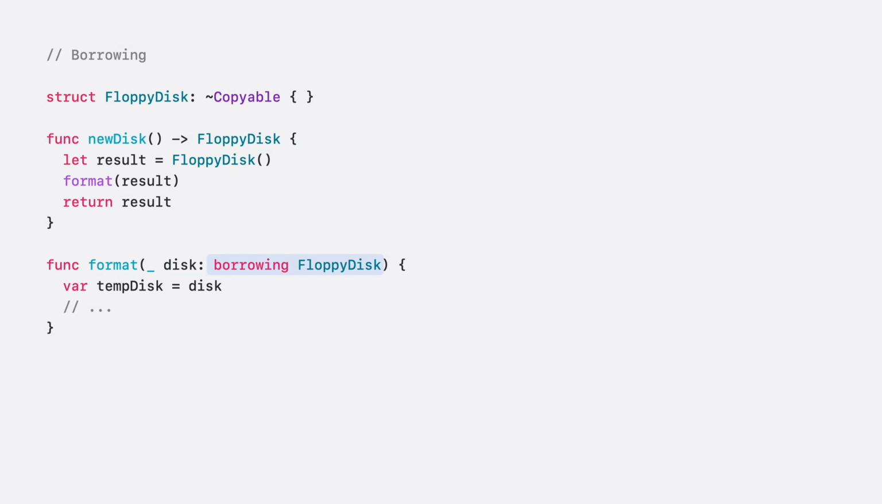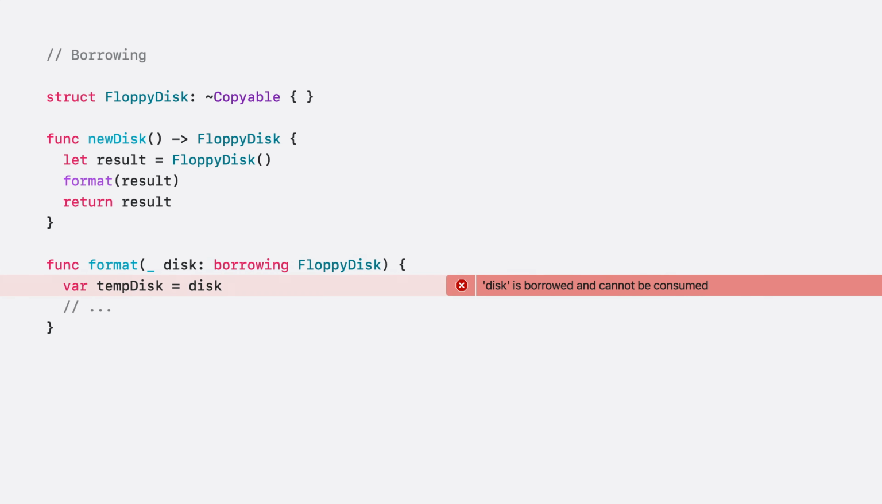When you have temporary access to something, you're borrowing it. Borrowing gives you read access to the argument, like a let binding. Under the hood, that's how nearly all parameters and methods work for copyable types. The difference is that you cannot consume or mutate an explicitly borrowed argument. You can only copy it. Since our format function will eventually need to mutate the disk, we can't use borrowing for it either.